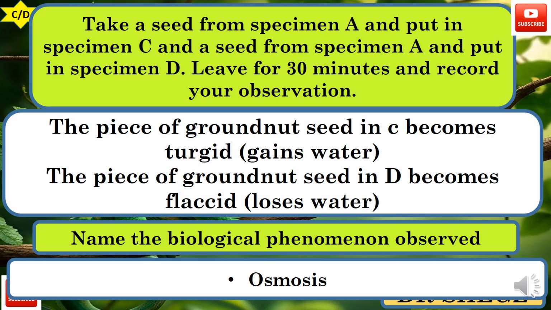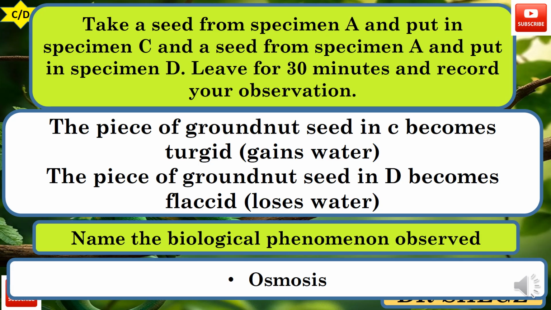Now, this is the focus. Take a seed from specimen A. So we are assuming that they are going to use the groundnut seed to carry out this experiment. Take a seed from specimen A and put it in specimen C, and a seed from specimen A and put it in specimen D. So it means insert a groundnut seed inside the beaker of water, and a groundnut seed inside the beaker of table salt solution. Then record your observation.